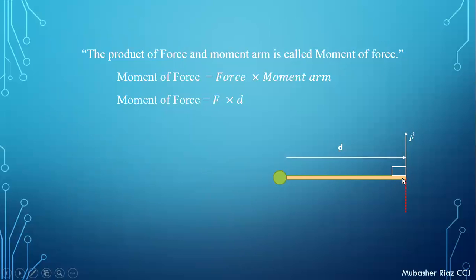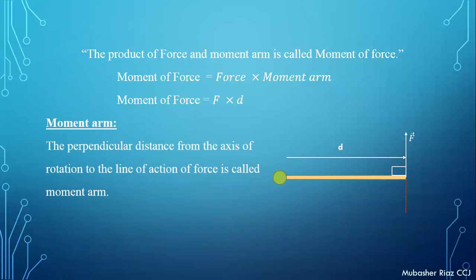You will note that this rod will start rotating about this axis of rotation, and a turning effect will be produced. So this turning effect of force is called the moment of force, which is the product of applied force and the moment arm. So moment arm can be defined as the perpendicular distance from the axis of rotation to the line of action of force. That is, the gap between the axis of rotation, this point, and this line, is called moment arm and it is represented by D.